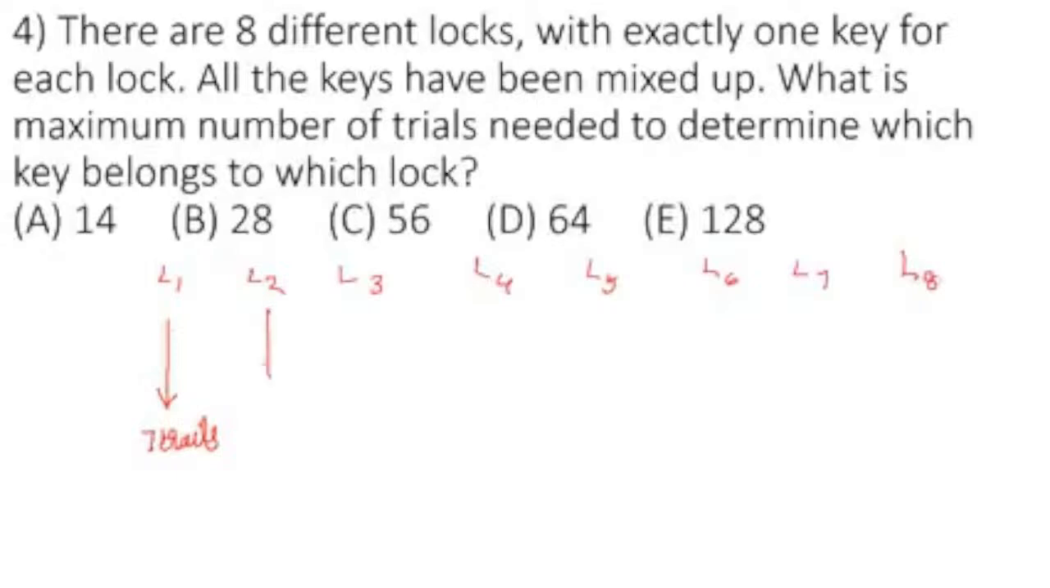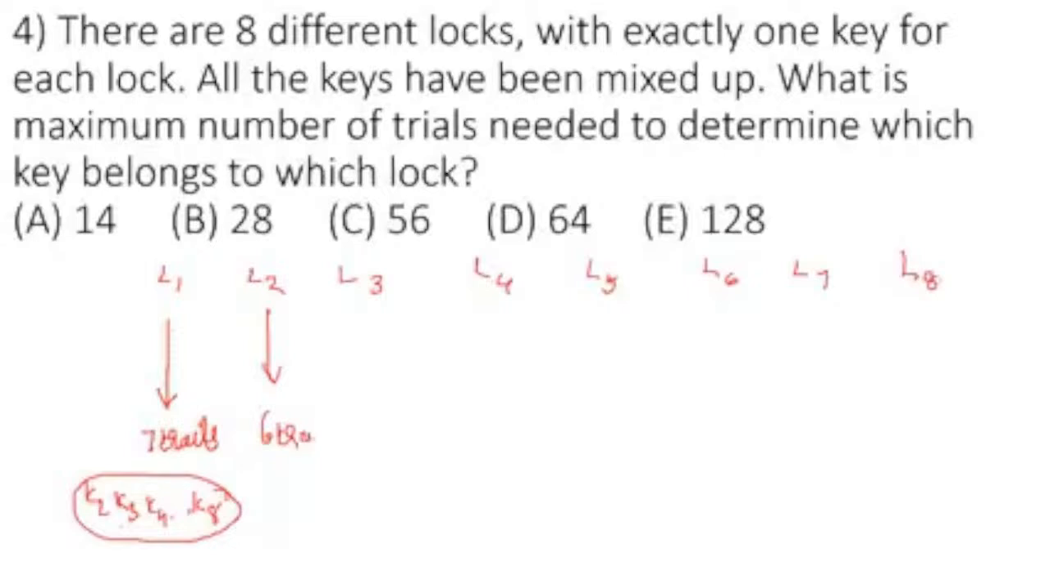Here also it can be 6 trials. He's asking how many trials. It can be K2, K3, K4, and so on up to K8; these are the maximum number of trials I am trying. If 7 trials are done and I am not opening, it means the 8th key is the confirmed key. So these are the maximum number of trials.